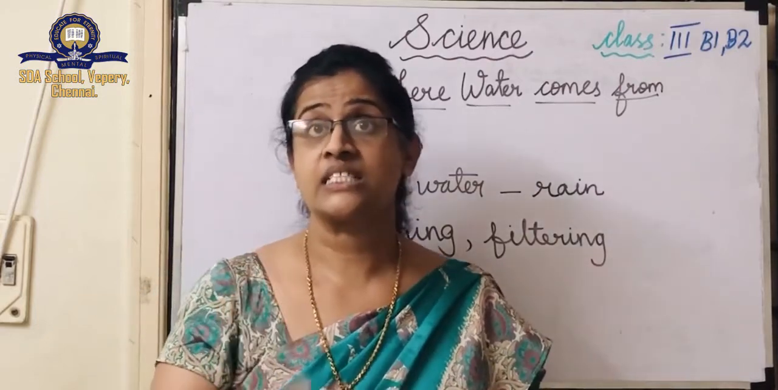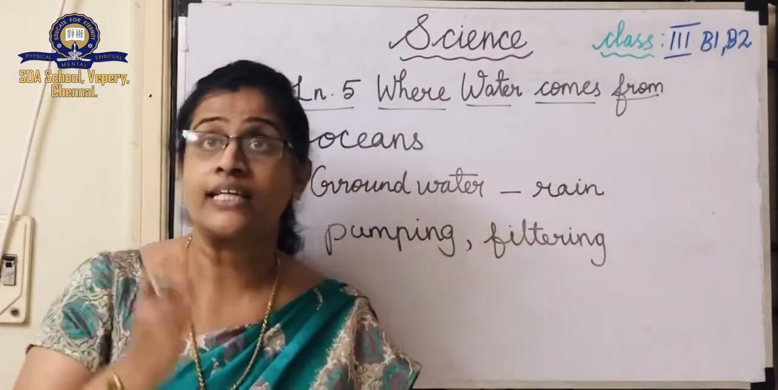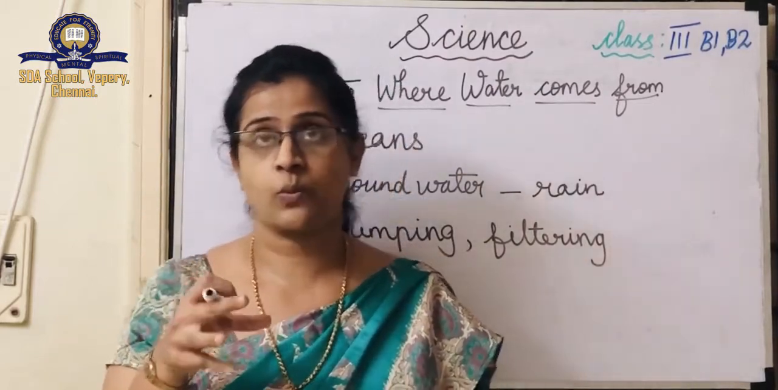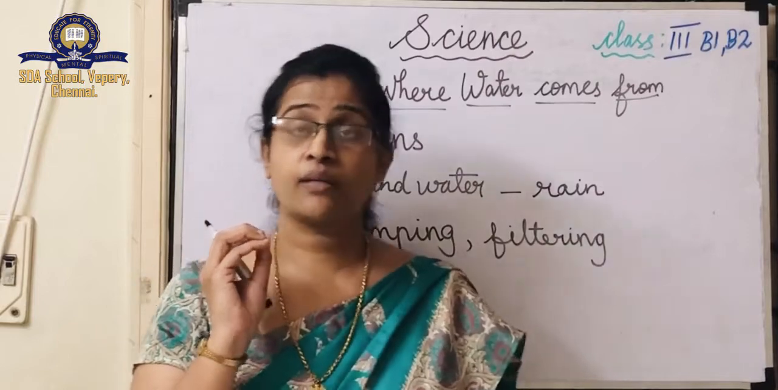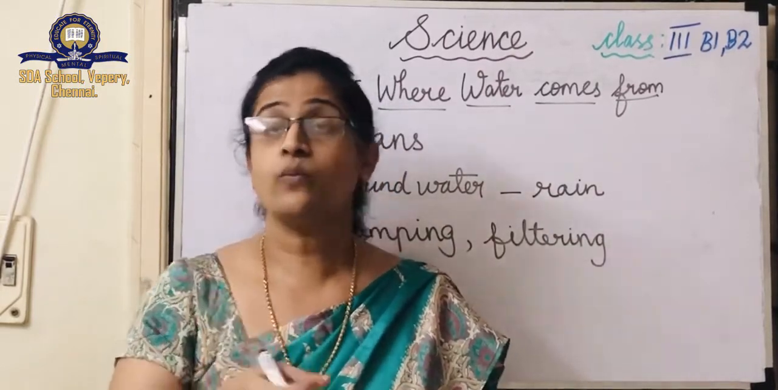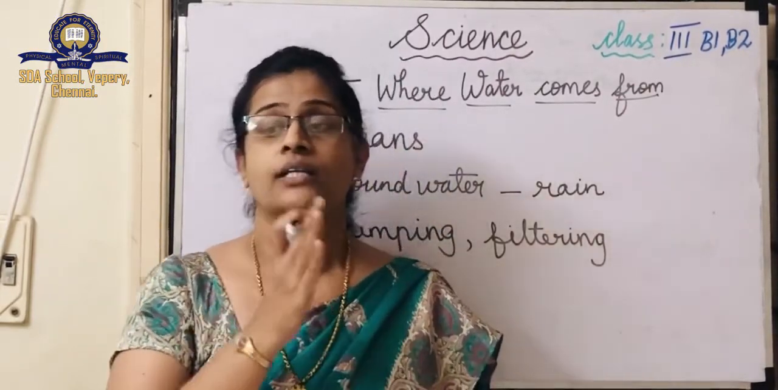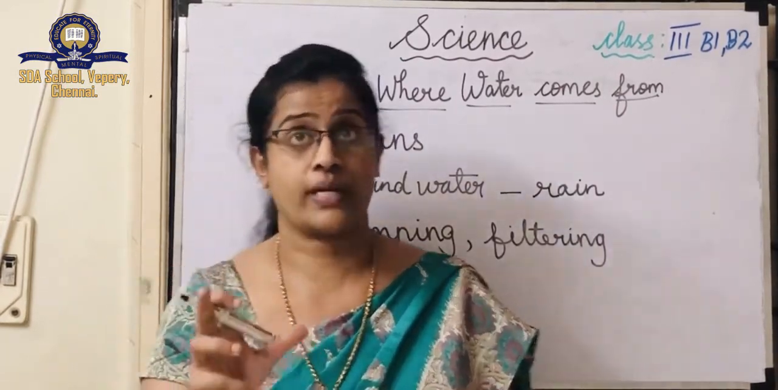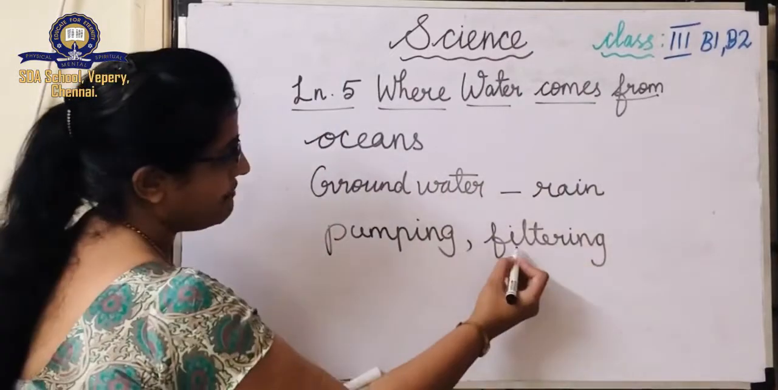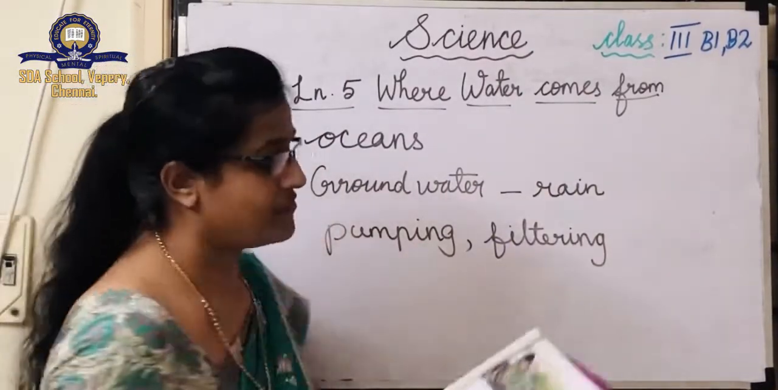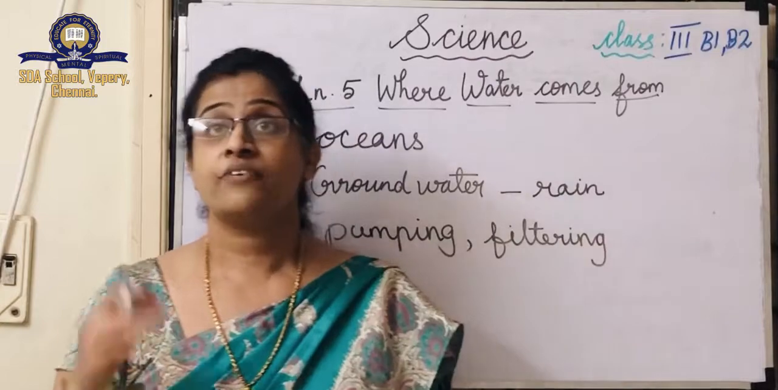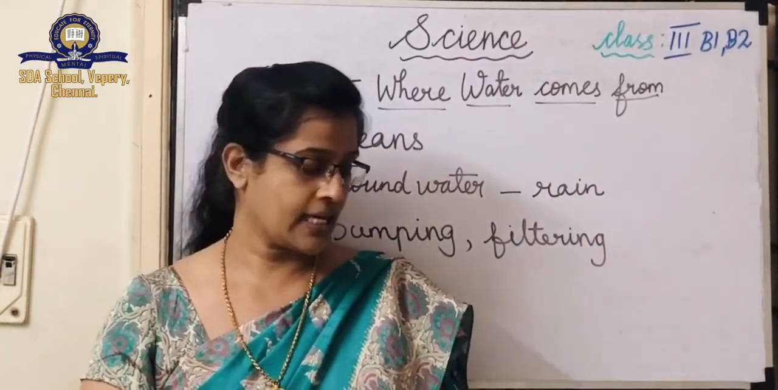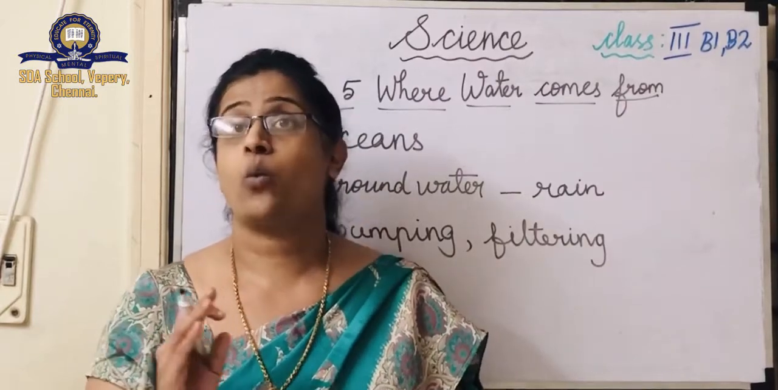Filtering means taking out solid things mixed in water. When the water comes out from the ground, it is mixed with dust. So we have to filter the solid substances from the water. That's called filtering. Filtering means taking out solid things mixed in water.